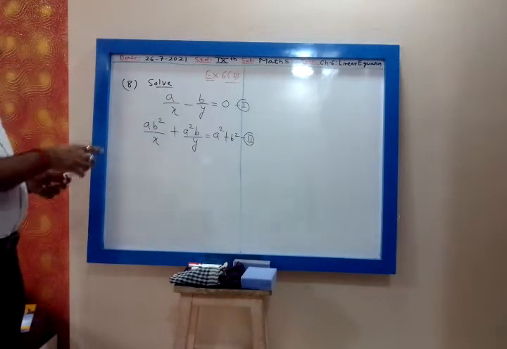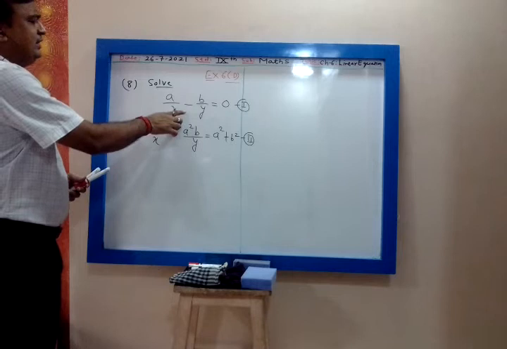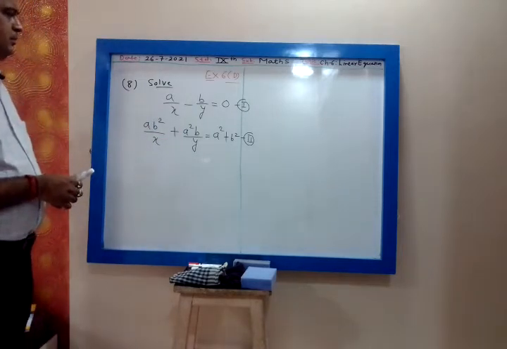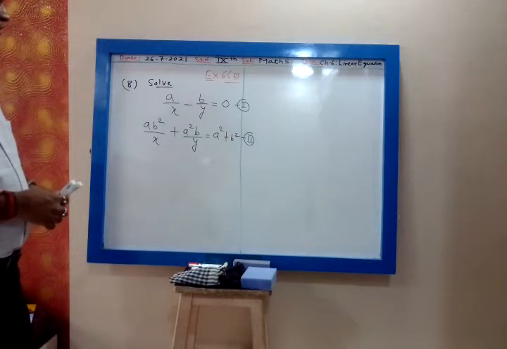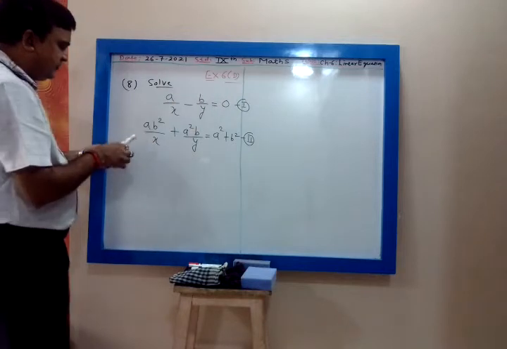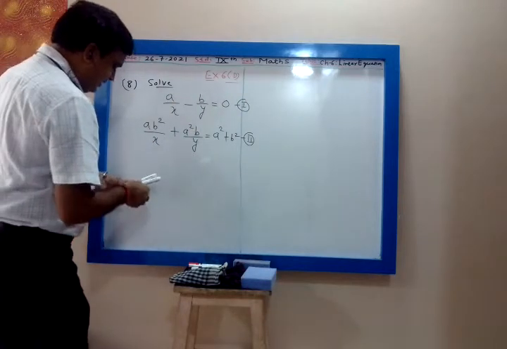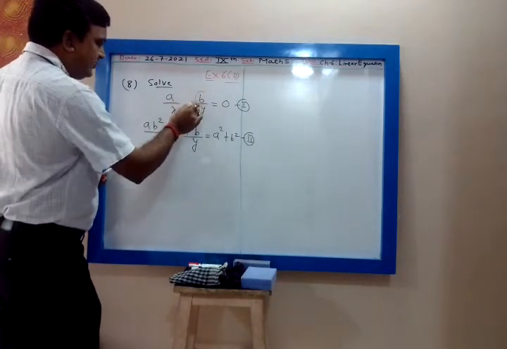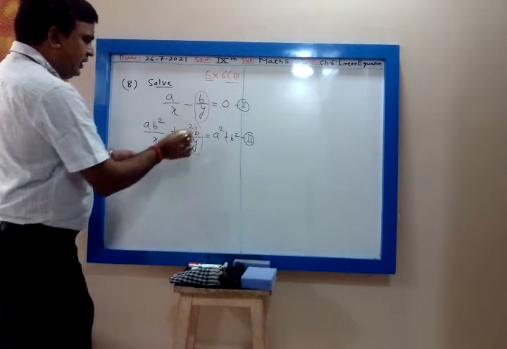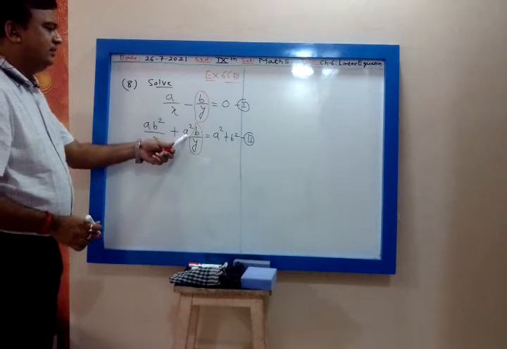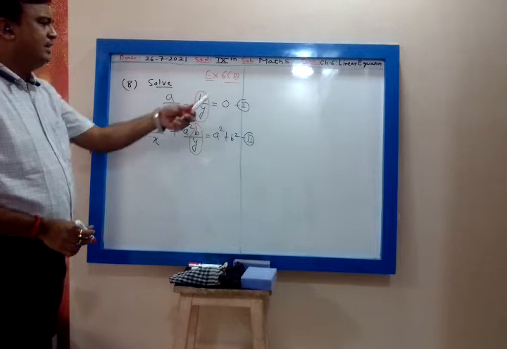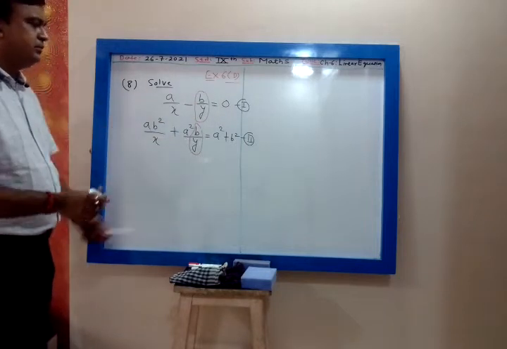So now we will solve this by eliminating, equating coefficient. What is the coefficient of 1 upon y? See, this is b upon y here, and this is b upon y. Now this is multiplied with a square, a square is there, no? So equation 1 I will multiply with a square and I will add to equation 2.